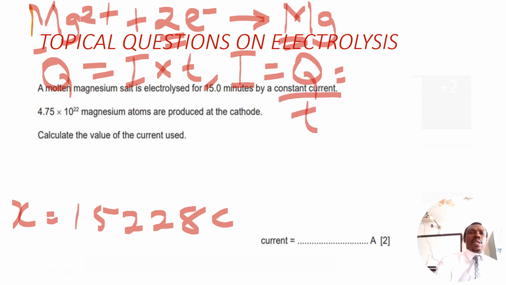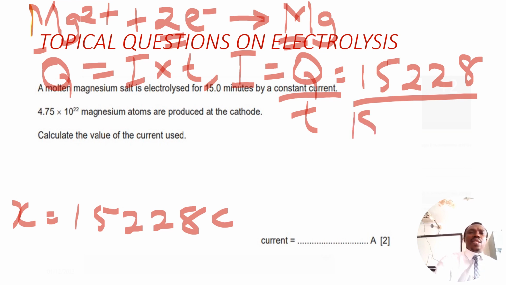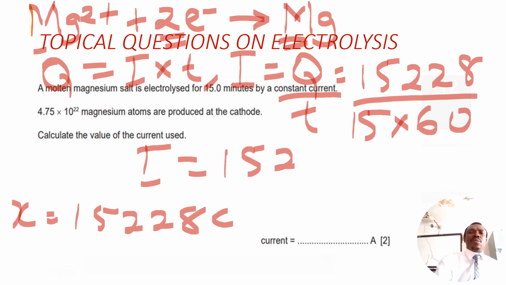What is the quantity of electricity? It is 15,228 coulombs divided by 15 times 60. The time is in minutes, so we have to convert it to seconds. So the current used will be equal to 15,228 divided by 15 times 60.